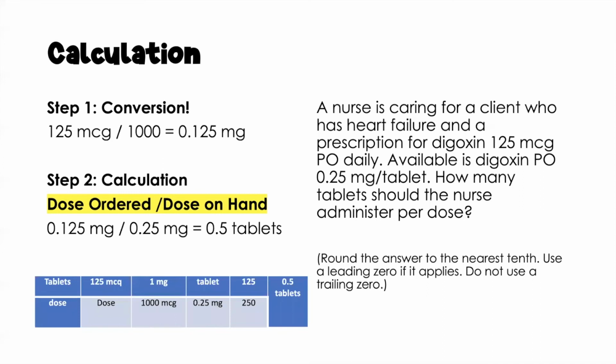If you're doing dimensional analysis, you can set it up very similar to how I have this one set up. Again, what we're solving for is tablets per dose. You have 125 micrograms per dose, 1 milligram per 1,000 micrograms. That's your conversion. Your tablets come in 0.25 milligrams. And so we're canceling out our micrograms, we're canceling out our milligrams. What we're left with is tablet per dose, which is what we want. 125 divided by 250 is 0.5 tablets.